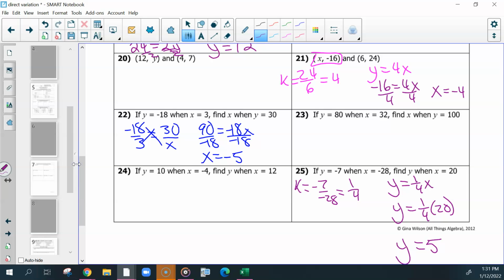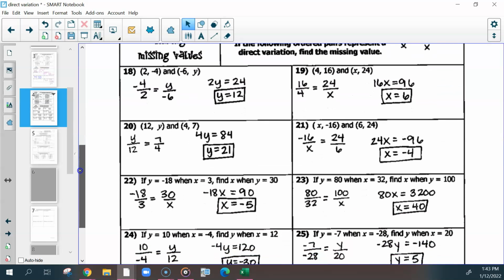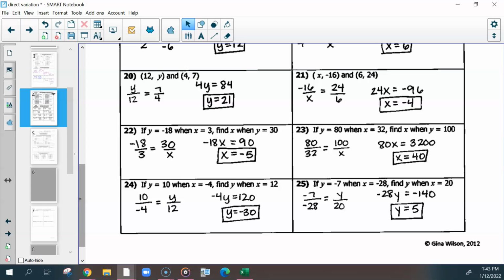Alright, I want you guys to go through the other 4 we didn't do, and then we'll go over those in about 5 or so minutes. So for 19, x was 6. For 20, y was 21. For 23, x was 40. And for 25, y was negative 30. Anyone need to see any of those the other way it was solved?